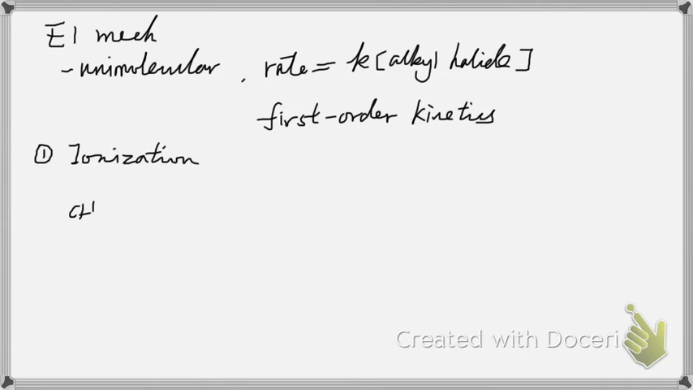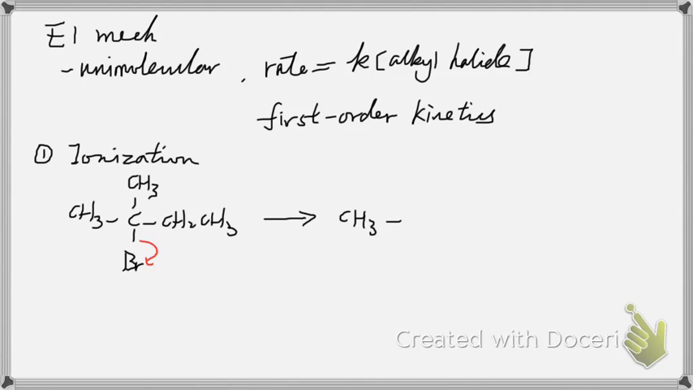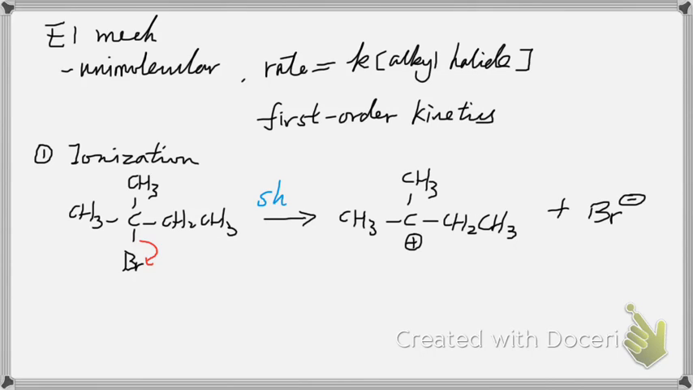The first step in the E1 mechanism is the ionization. The alkyl halide will dissociate by heterolytic cleavage of the carbon-halogen bond, and this will give the carbocation as the intermediate. The formation of the carbocation is always the slowest step in the reaction.